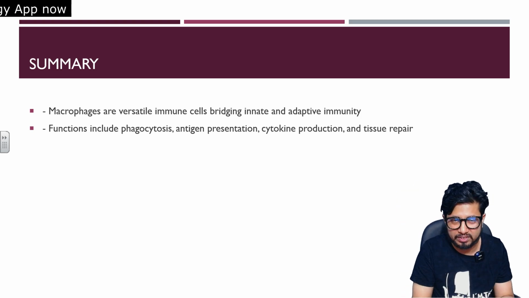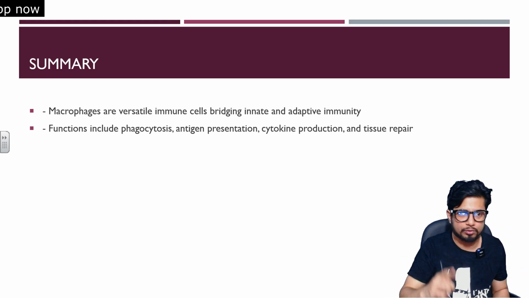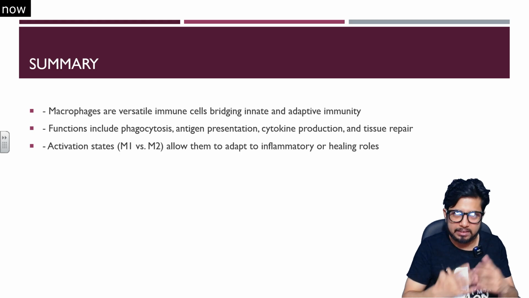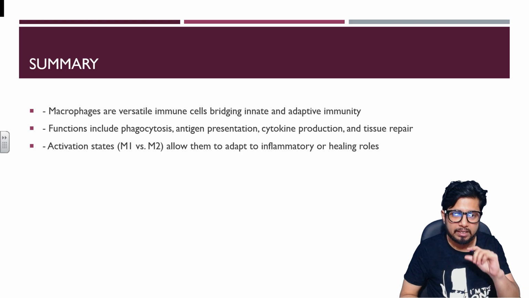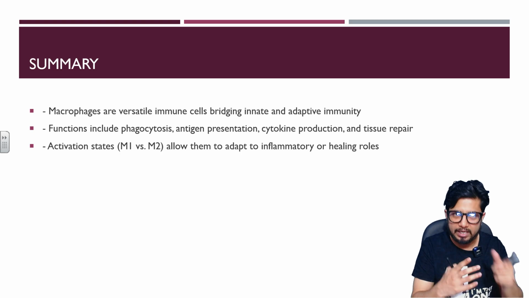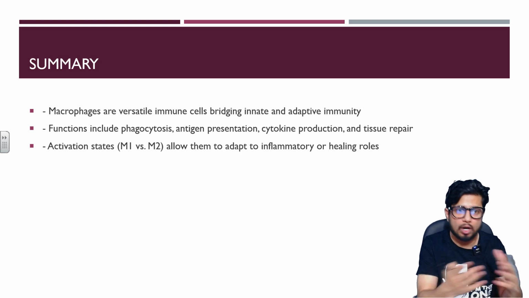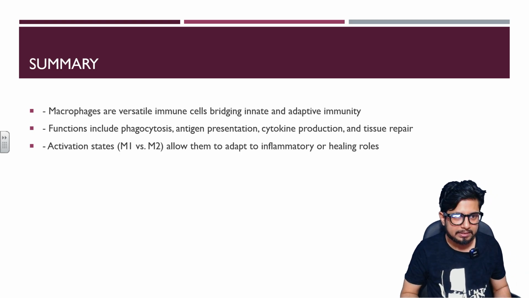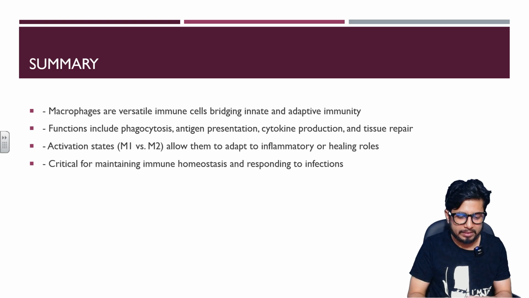Both pro-inflammatory cytokines and anti-inflammatory cytokines are produced, and they can also cause tissue repair. Activation states, either via M1 or via M2 macrophage, allow them to adapt to the inflammatory or healing process. Either they go with the inflammatory response, or they can go with the healing response of the tissue. They can toggle between both. They are critical for maintaining the immune homeostasis in our body and to respond to the infective agents that we encounter. That's all regarding macrophage.